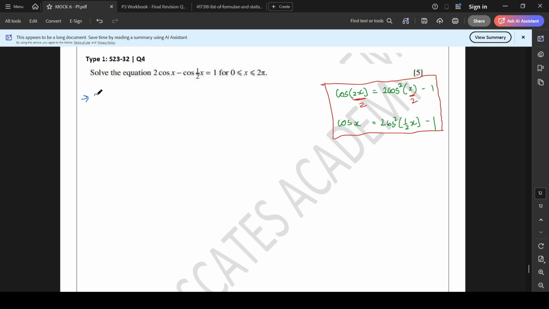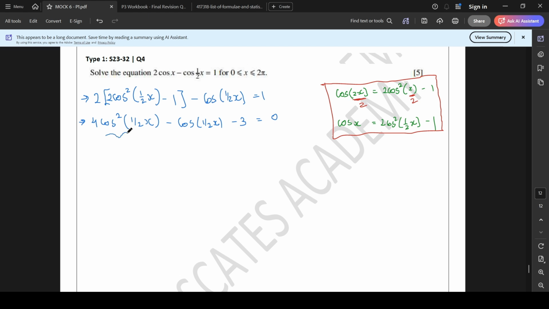To start with, I'll simply use 2 times, in place of cos x, I'm putting the entire formula that I've derived over here, that is 2 cos square half x minus 1, then minus cos of half x is equal to 1. Now if I simplify it further, I'll get 4 cos square half x, and after this I'm going to get minus cos half x. From here, the constant is going to become minus 2, and then if I bring the 1 on the left side, it will become minus 2 minus 1, which is minus 3 actually.